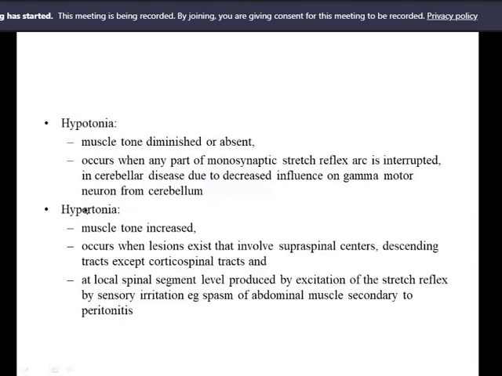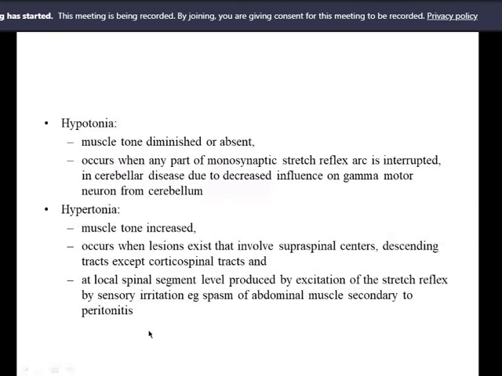Hypertonia, the tone is more, muscle tone increased. It occurs when the lesions involve the supraspinal centers, above the spinal cord, okay, the descending tracts except the corticospinal tract, and at local spinal segment level produced by the excitation of the stretch reflex by sensory irritation, for example spasm of abdominal muscle secondary to peritonitis. So hypotonia, hypertonia, those terms you must know.